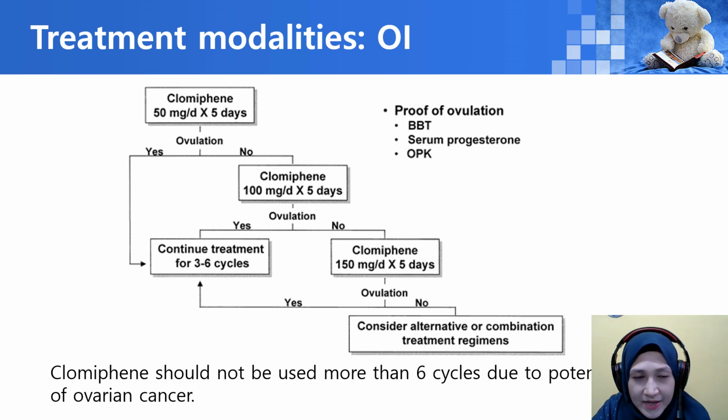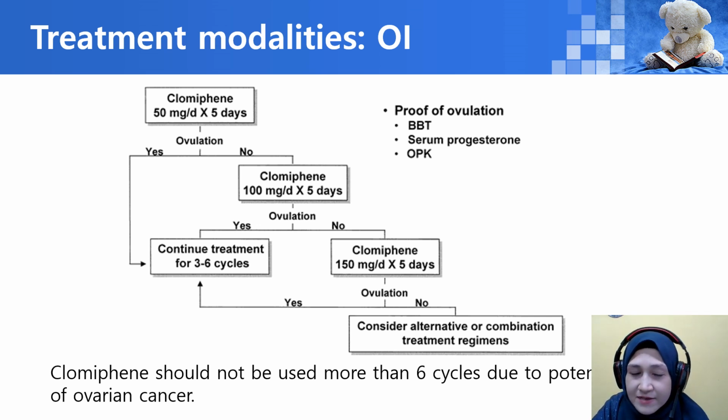So they can increase the dose to 100 milligram per day for the second cycle for 5 days, and then check again whether they are ovulating. If yes, then they need to continue with the 100 milligram dose up to 6 cycles. However, if they are still not ovulating, they need to increase by 50 milligram, which is 150 milligram per day for 5 days.